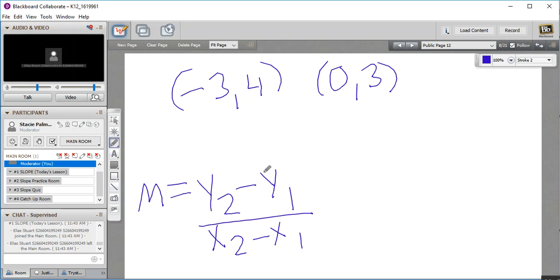Okay, in order to use this formula, let's label our points. It makes things really easy if we do that. This is point number 1. This is point number 2. So this is the x coordinate of our first point. This is the y coordinate of our first point. This is the x coordinate of our second point. This is the y coordinate of our second point.